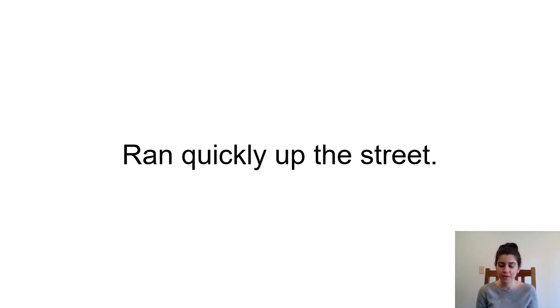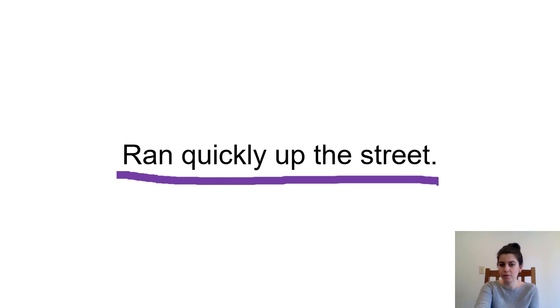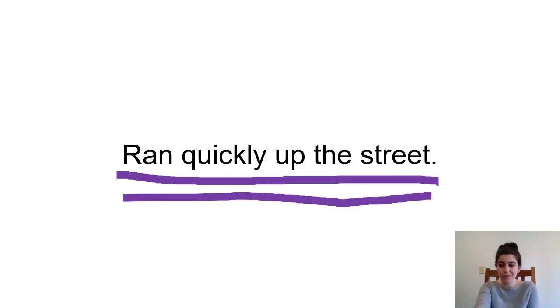Let's try this one. Ran quickly up the street. Complete or incomplete? Good. This is incomplete. This is just a predicate. Ran quickly up the street. We don't know who did that. We don't have a subject. This is an incomplete sentence.